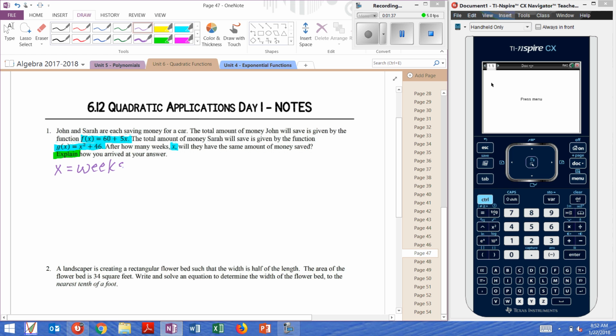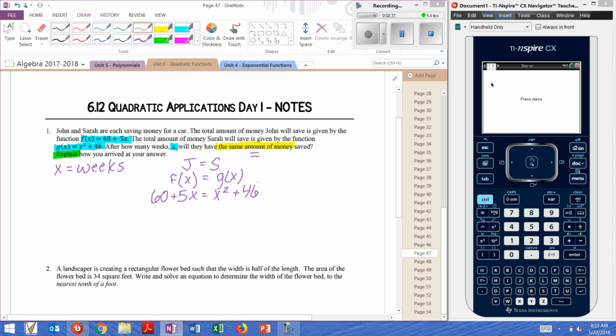So even if they tell us what the variable is, I like to write it because it helps me to see what I'm actually looking for in the end. What else is important here? Well, they say after how many weeks will they have the same amount of money? So the same in math means equal. So we're talking about both John and Sarah. So we want to know when John equals Sarah, or more importantly, when f of x equals g of x. And we know that f of x is 60 plus 5x, and g of x is equal to x squared plus 46.